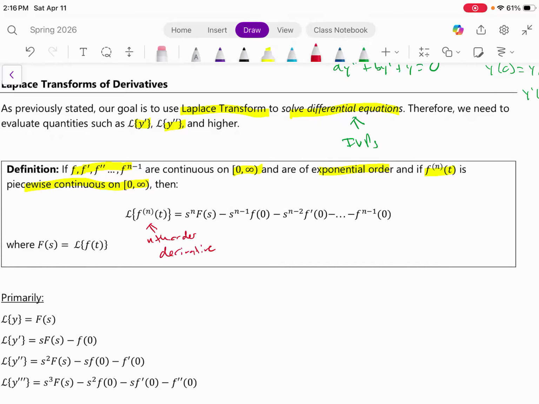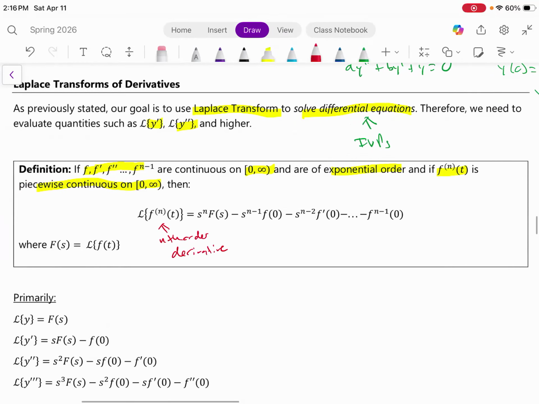is this setup right here: s to the n times F of s, minus s to the n minus 1 times f of 0, minus s to the n minus 2 times f prime of 0, minus all the way down to f to the n minus 1 of 0, where F of s is the Laplace transform of f of t. Okay, so this is in the case where it's the nth derivative.